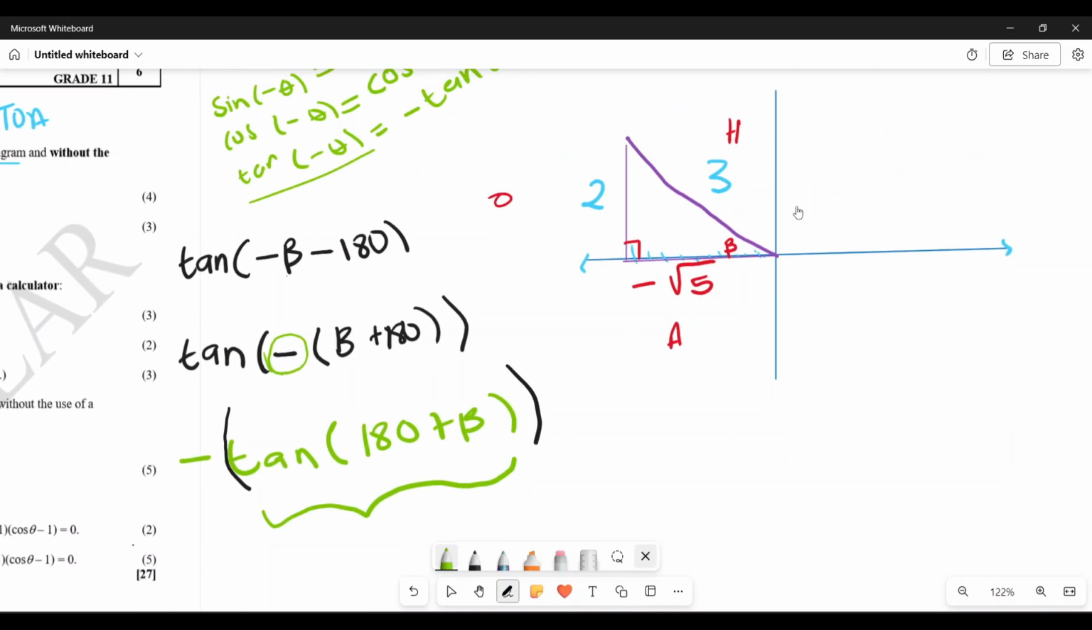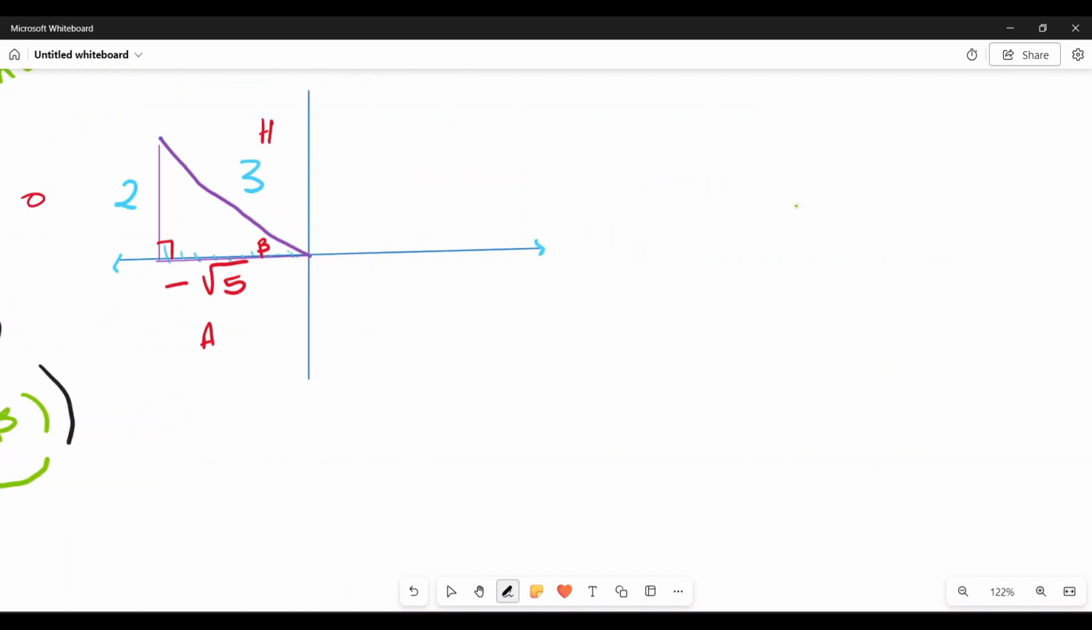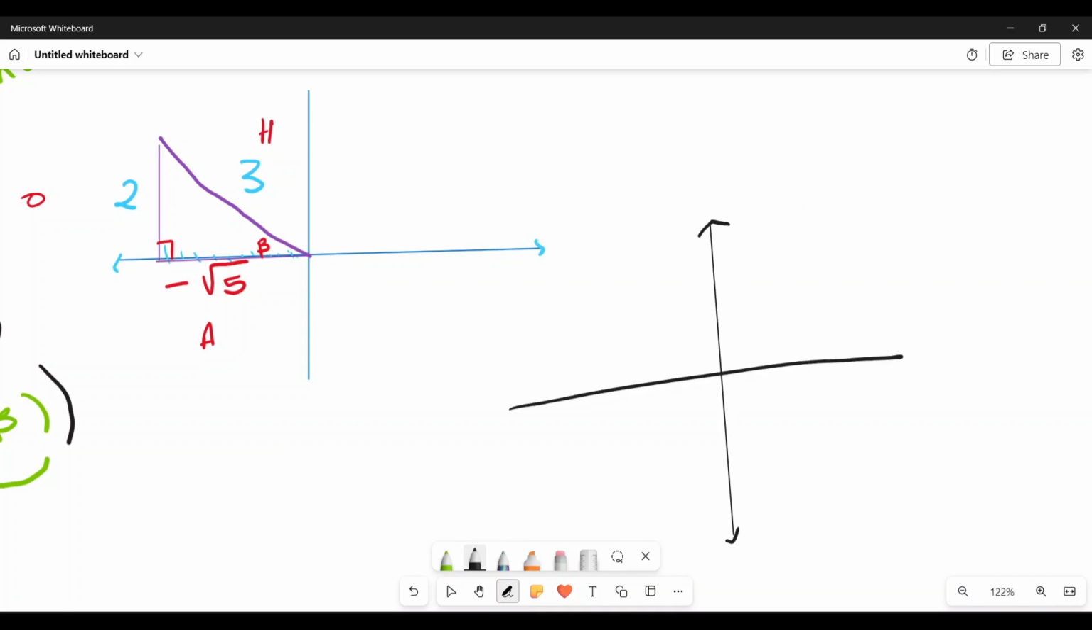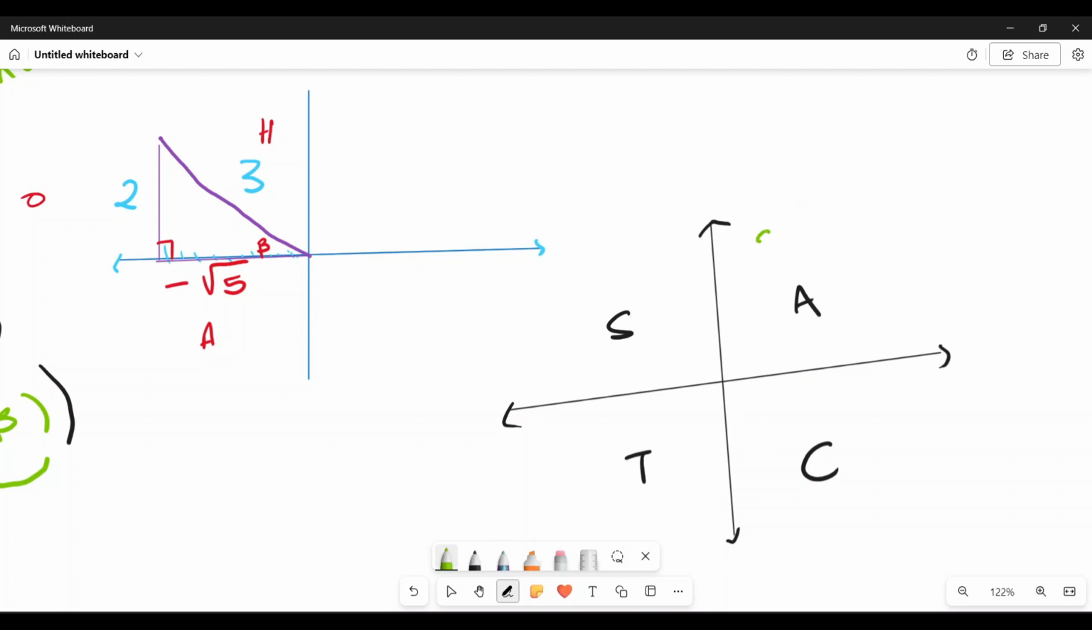Now, 180 plus b, we would need to make use of our CAST diagram to find if in the quadrant of 180 plus, tan is positive or negative, right? So let me just quickly draw my CAST diagram here on the side. Here it's 90 minus x. Here it's 180 minus x. And I like to also write it as 90 plus x. But most of the time, I'm going to make use of that. So here it's 180 plus x. And this is 360 minus x.